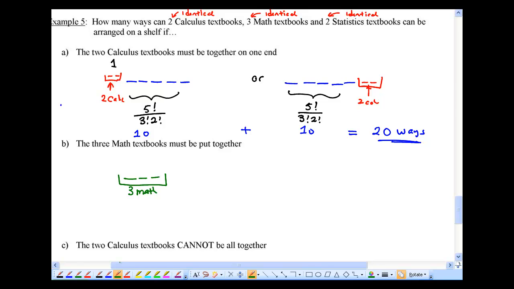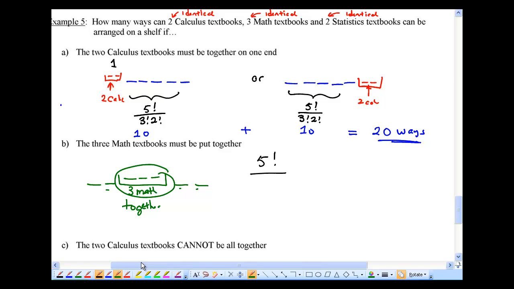So there's still 2 calculus textbooks, right? And there's still 2 statistics textbooks. So now there's 1, 2, 3, 4, 5 different slots. But this has to be together all the time. Just treat that like one book then, one big book. So once again, it's still going to be 5 factorial.